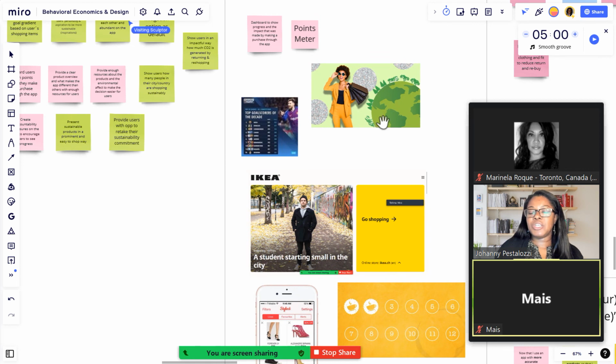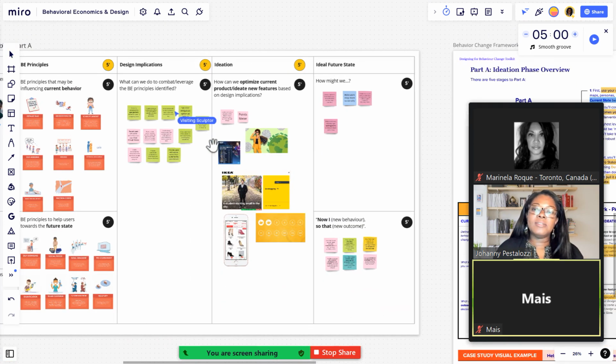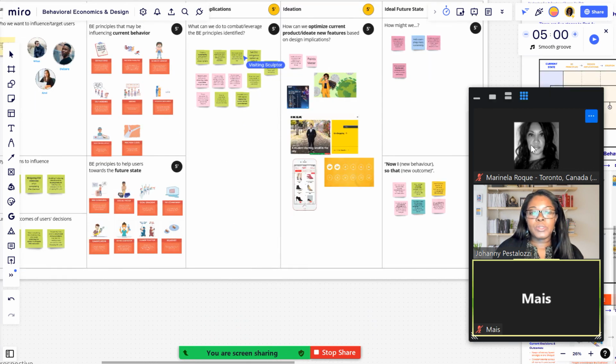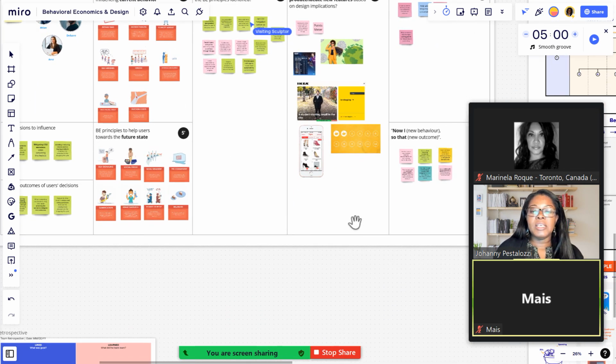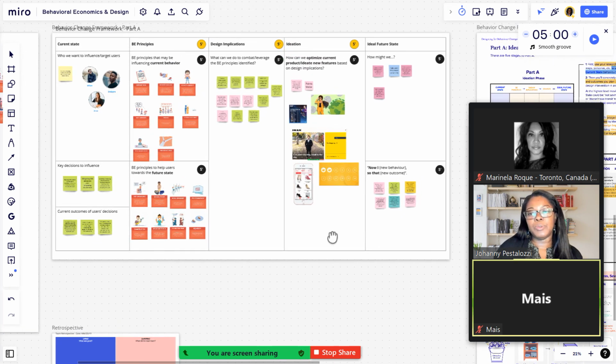And this image is essentially to showcase how users perceive themselves as being sustainable and shopping cool products that help them on their path. So that would be the idea. So this is the tool. This is using behavioral economics principles to design products and interfaces that help users achieve the goals that we want them to.